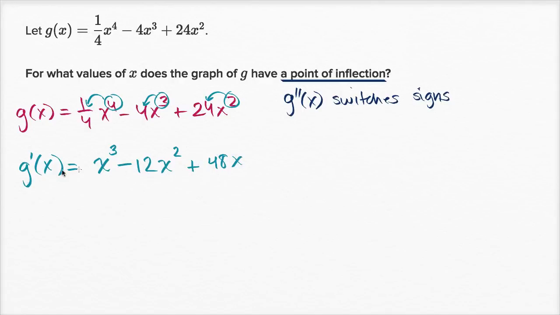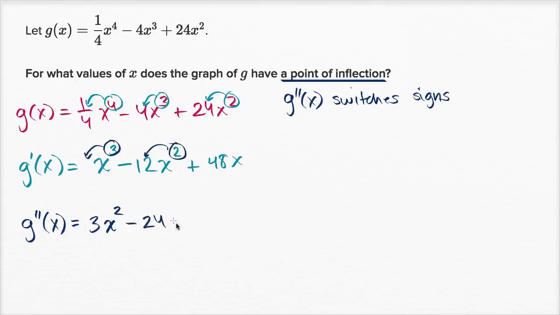So there you have it. I have our first derivative. Now we want to find our second derivative. So g prime prime of x is just the derivative of the first derivative with respect to x. And so, more of the power rule, 3x squared minus 24x plus 48.